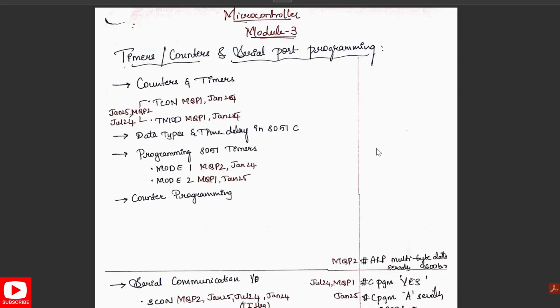Today I am starting with module 3 part 1 of Microcontroller, that is BEC405A for VTU 4th semester 2022 scheme. In this video I'll be discussing an important and frequently asked concept, that is timer and counter in 8051, TCON and TMOD registers, and programming examples, that is mode 1 and mode 2.